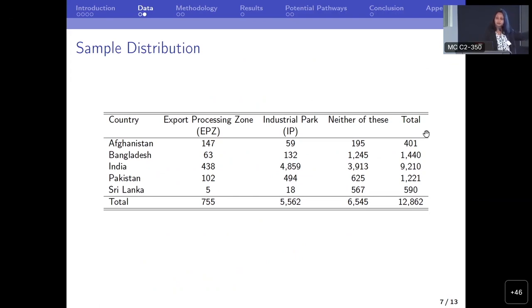So here again, this is why I'm not distinguishing between whether they are located in one or the other. My variable of interest only determines whether or not they're located in at least one of the two, or they're not located in either of them.